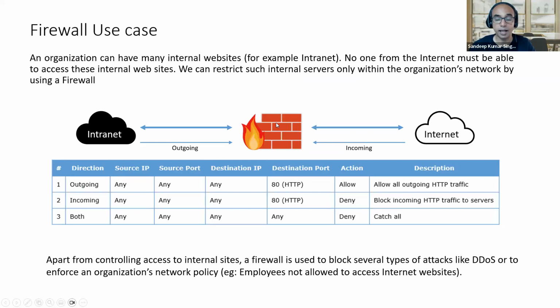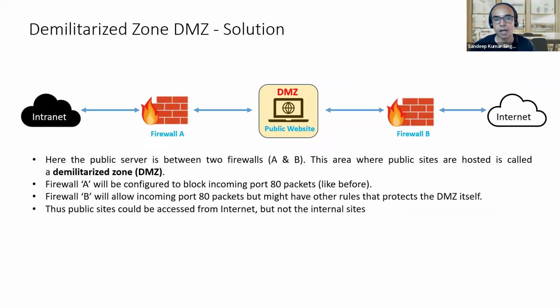We also discussed in the last class about firewall use cases, right? So firewall, like internal network, external network, monitoring the traffic and seeing what is being exchanged. So all that happens in the case of firewall.